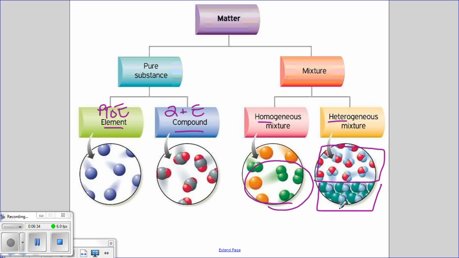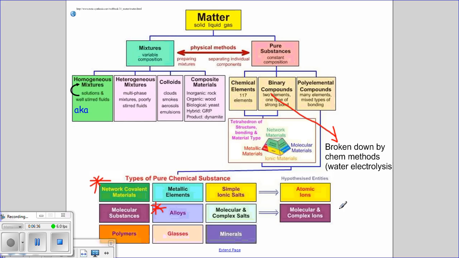It's not uniform throughout. This is a little bit more expansive kind of diagram to describe the differences in different categories of matter. So we talked about our pure substances here: chemicals, elements, binary compounds, and polyatomic, polyelemental compounds. That's going to be 3 or more elements in a compound. If you want to take maybe H2O, water, that's a binary compound, and you want to break it down, you have to break it down with some sort of chemical method.